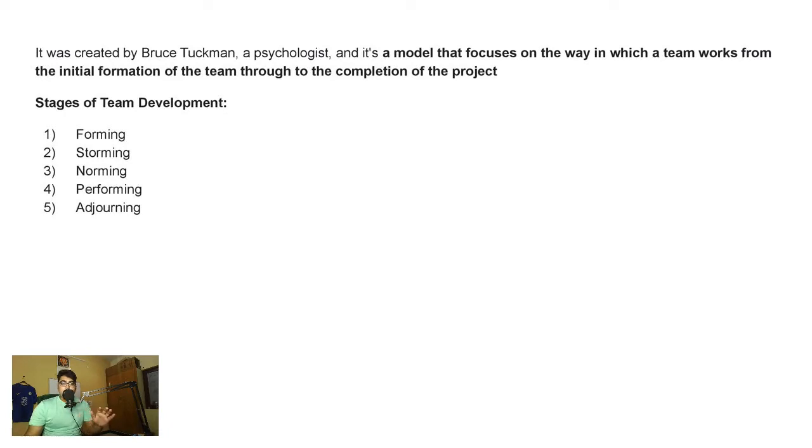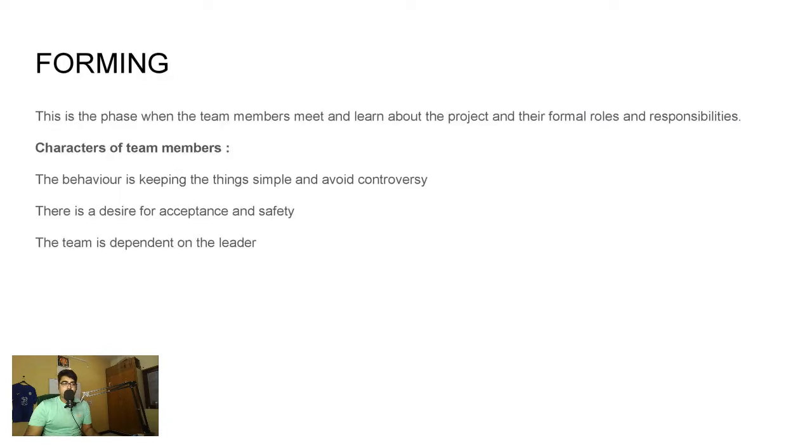Now, looking at the screen, you can understand there are five types of team development as part of Tuckman's ladder. The first one is forming, the second one, storming, norming, performing, and adjourning. We'll take a look at one by one in this particular video. What is forming?